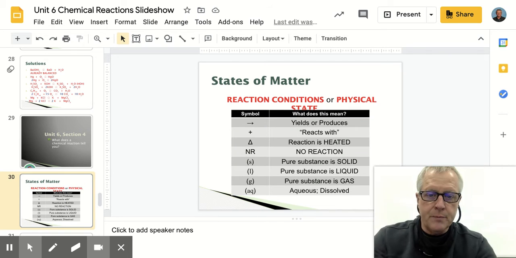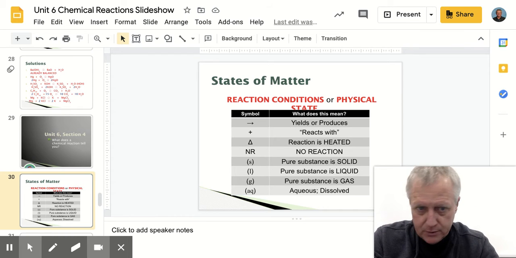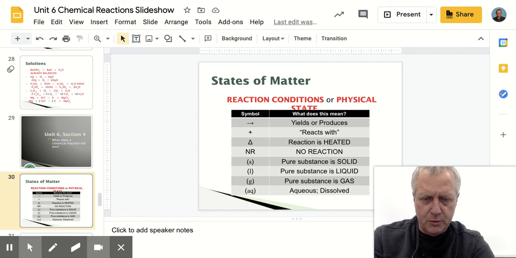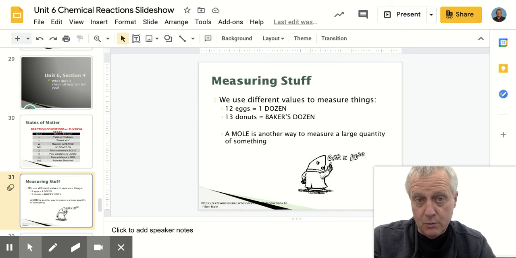So if we look at some of these ideas, the arrow, of course, means yields. If you reacted a couple of reactants, then the arrow would mean that it results in, or yields. And there are some symbols there. Sometimes you might see an S after something, and that means it's a solid, or an L means it's a liquid.